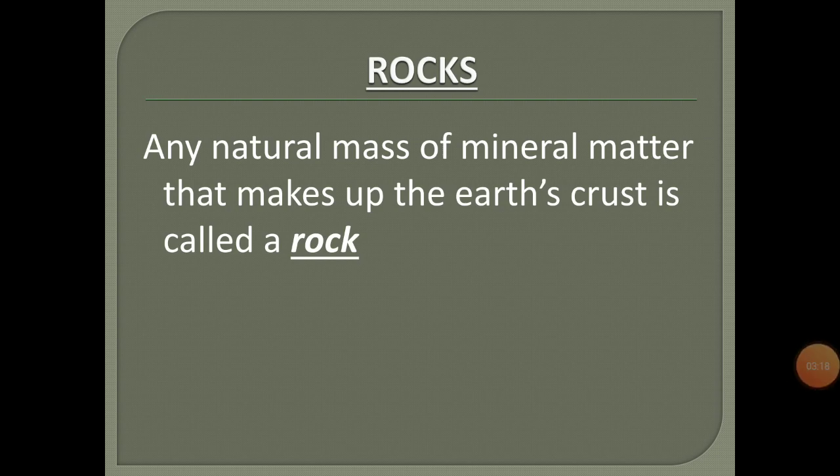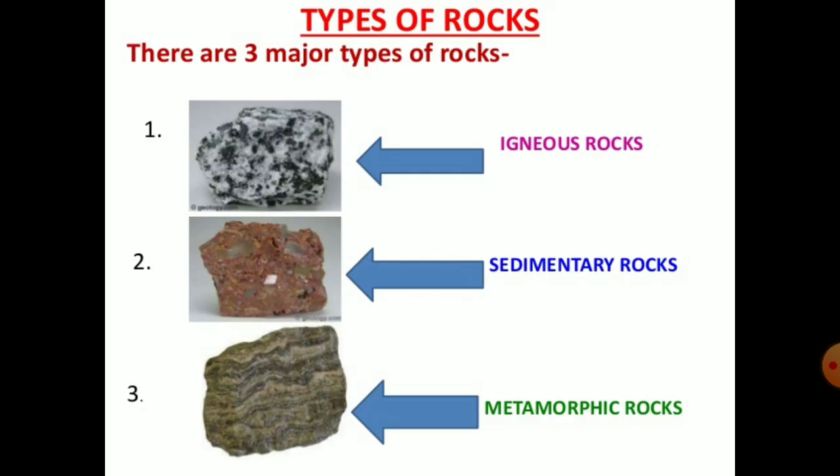Now we are going to learn about rocks. What are rocks? The Earth's crust is made of various types of rocks. Any natural mass of mineral matter that makes up the Earth's crust is called rock. Rocks can be of different color, size, and texture. There are three major types of rocks: igneous rocks, sedimentary rocks, and metamorphic rocks.